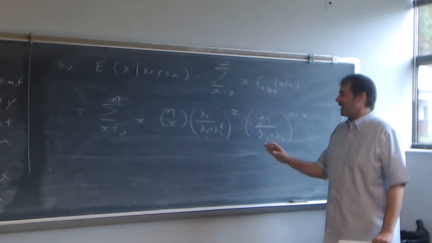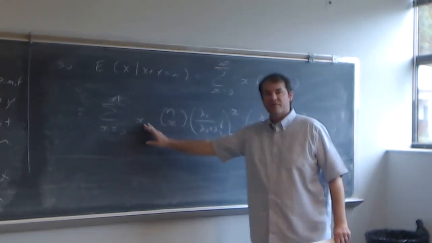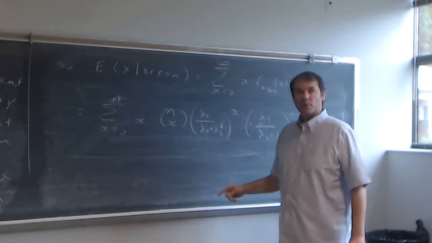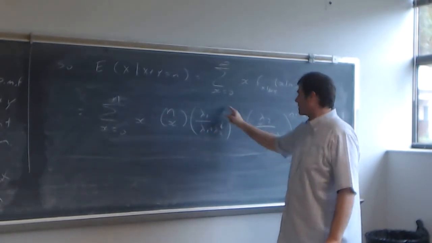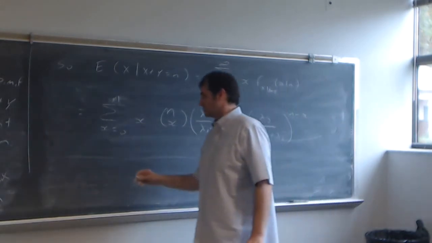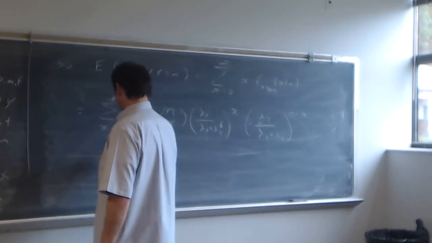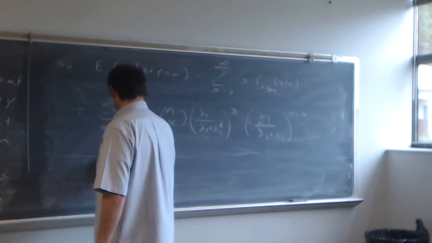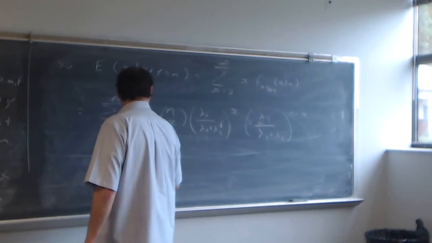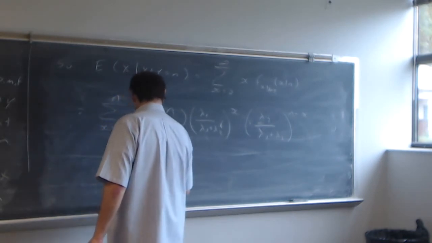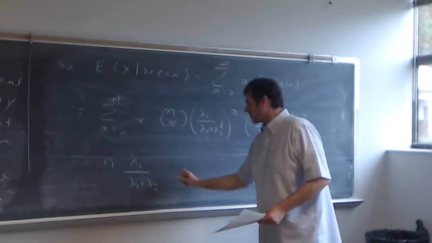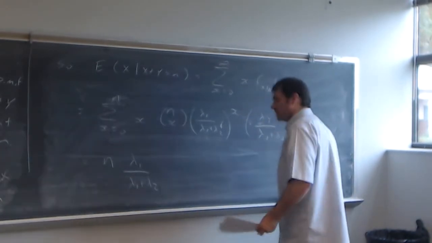And having said that, this is nothing more than the expected value of a binomial random variable with parameters n and p equal to lambda sub 1 over lambda sub 1 plus lambda sub 2. So I know this is the expected value of that, which was n times p. So it's n times lambda sub 1 over lambda sub 1 plus lambda sub 2. That's what it is, and that's our answer. So that concludes this example.